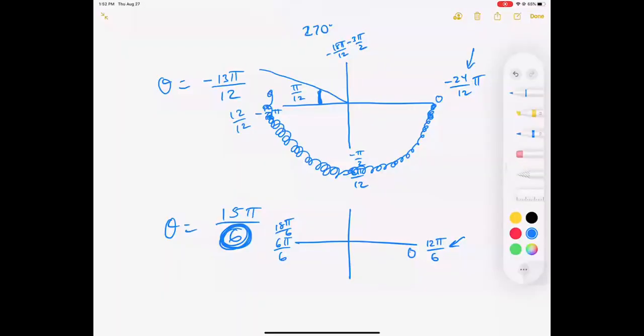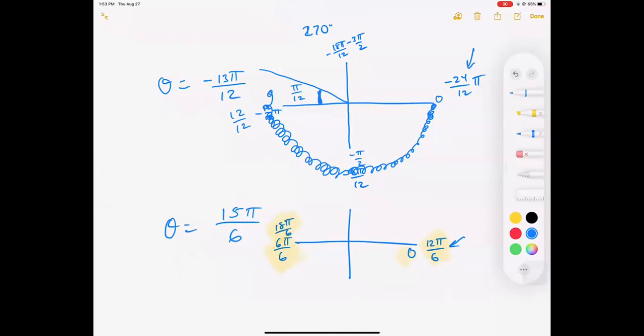Let's pause here. For our next problem, we're looking at 15 pi over 6. We walked around. We first started off with 0. Then we went to 6 pi over 6. Then we went back to 2 pi, which is 6 plus 6, now 12. Add another 6 and it becomes 18.